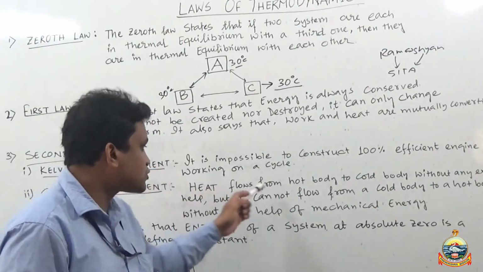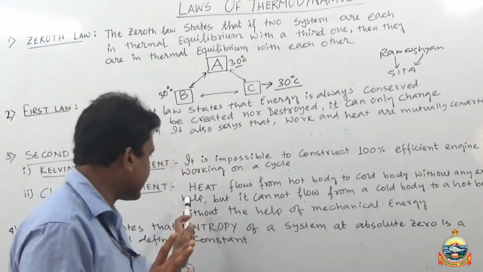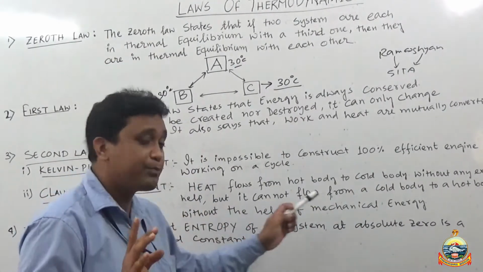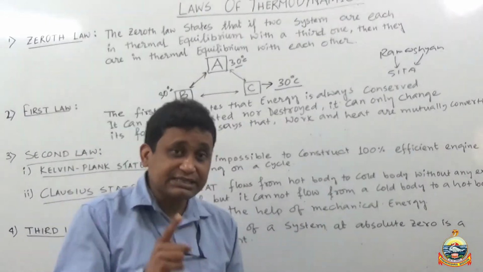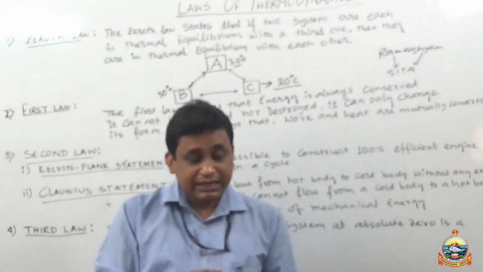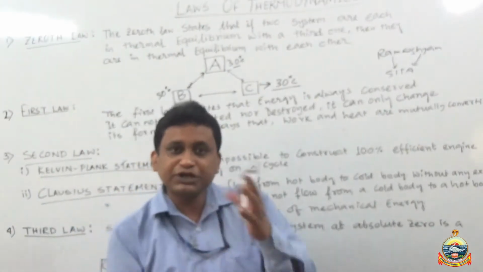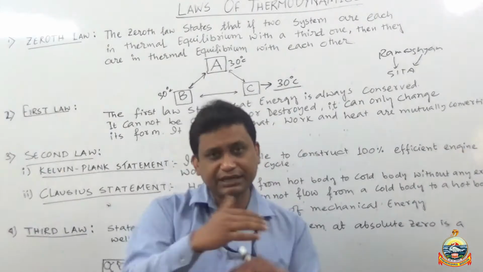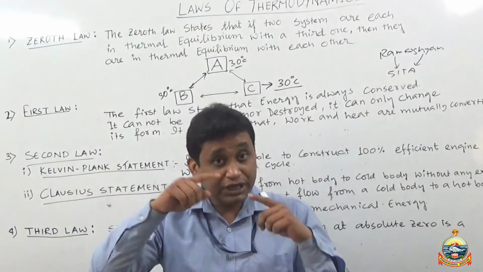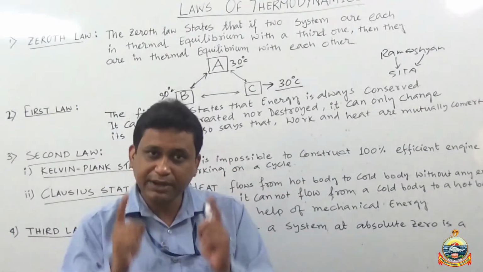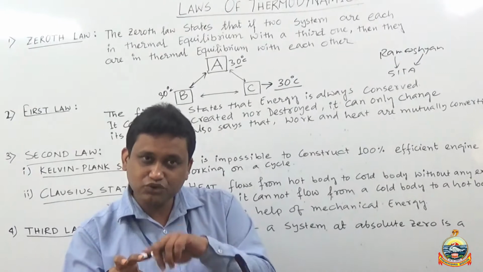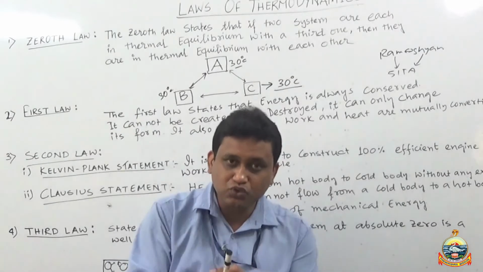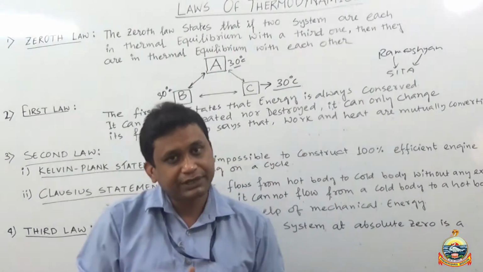So, heat flows from a hot body to a cold body without any external help, but it cannot flow from a cold body to a hot body without the help of mechanical energy. The Clausius statement states that heat cannot flow from a cold body to a hot body in this path, right. So, if you have to make this happen, you have to put some energy on that cold body to transfer the heat to the hot body, okay.